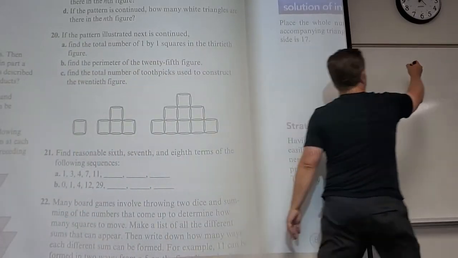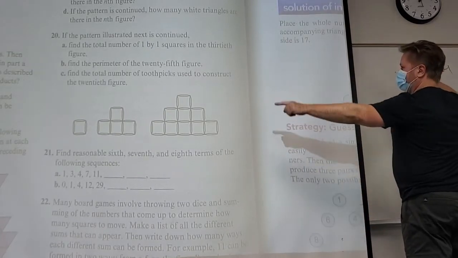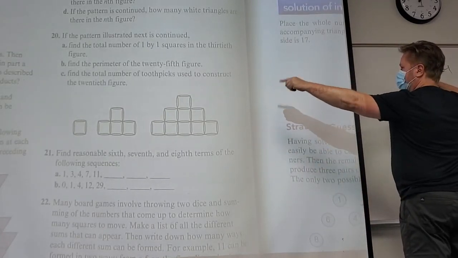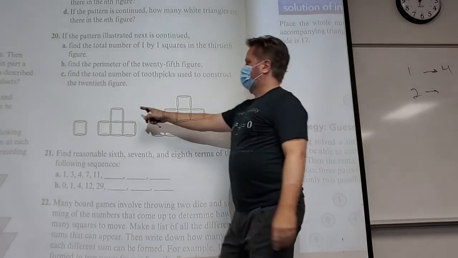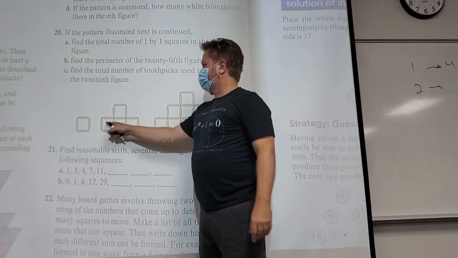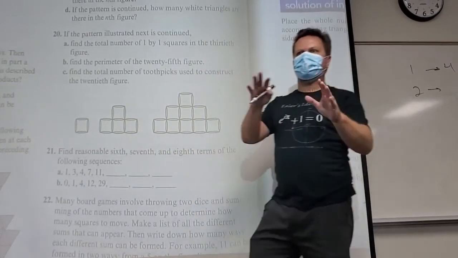4. The second number in our sequence, 1, 2, 3, 4, 5, 6, 7, 8, 9, 10, 11, 12, 13. 13, right? 13. Total number of toothpicks.